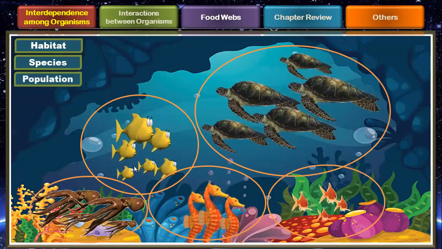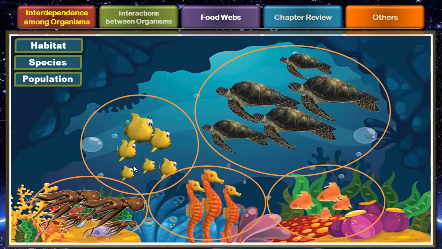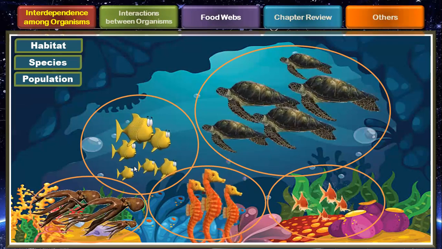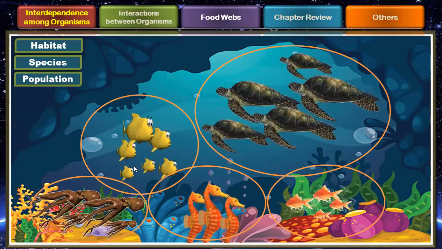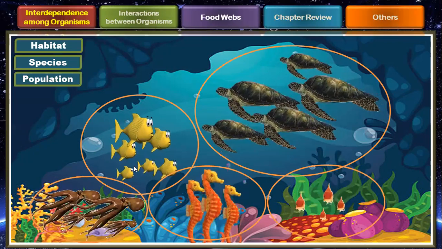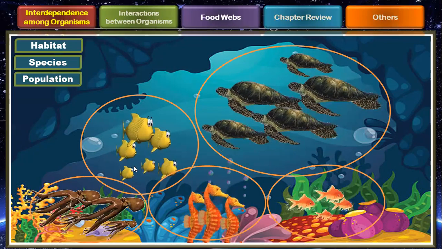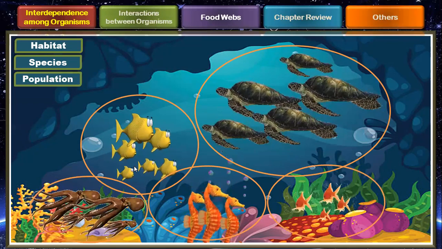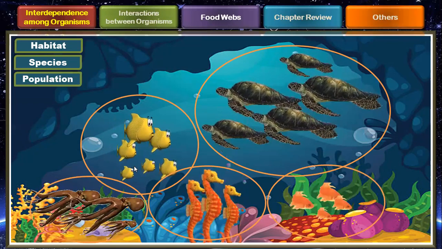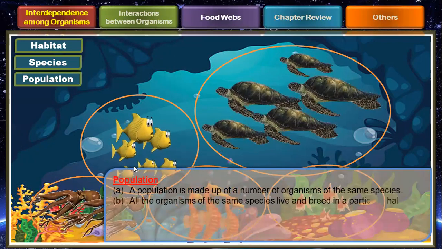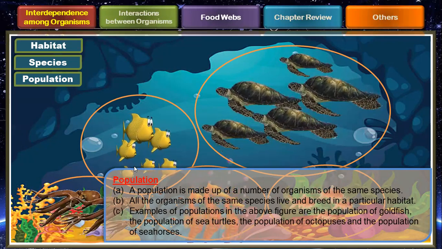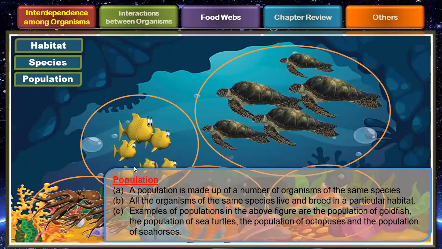Now, we also have the word population. What is the word population? When you talk about population, all you have to do is to remember the word count, the number. So count the number of fish, count the number of seahorses, count the number of goldfish, count the number of sea turtles, count the number of octopuses. You just have to count the number of those individuals, each organism in a group. That is what we call population. So population is made up of a number of organisms of the same species. That's why we can call them a population of seahorses, a population of sea turtles, a population of goldfish, and so on.